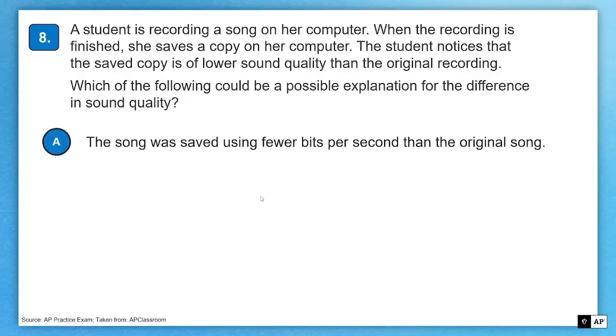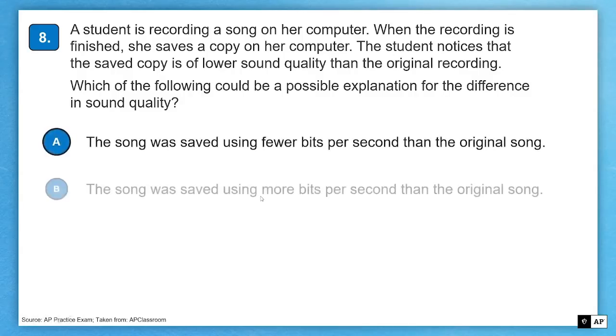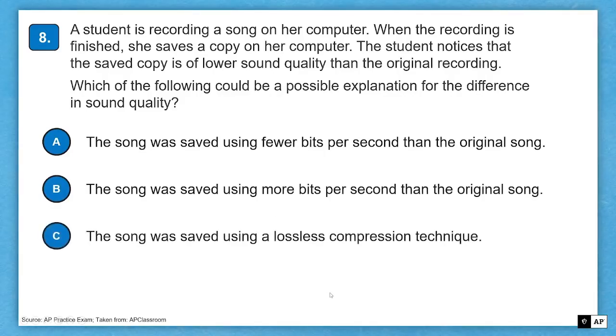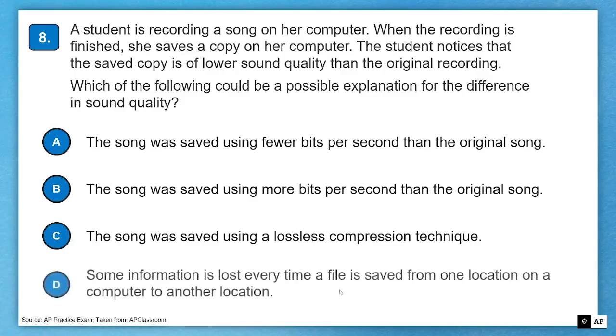The song was saved using fewer bits per second than the original song. The song was saved using more bits per second than the original song. The song was saved using a lossless compression technique. Some information is lost every time a file is saved from one location on a computer to another location.